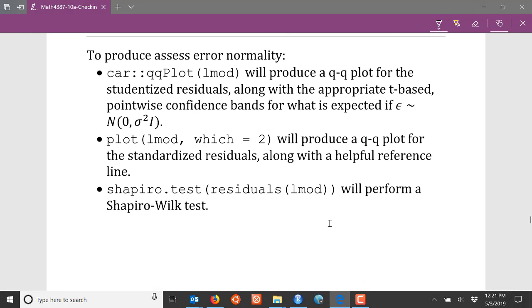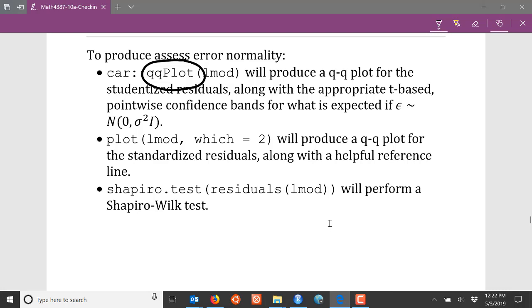So how do we actually go about assessing normality? So I've talked about the QQ plots, but what functionality is there within R to check these assumptions? So the function that I like to use the most is the qqPlot. Notice it's a capital P function in the car package. So once again, you have to load the car package before you use this function.